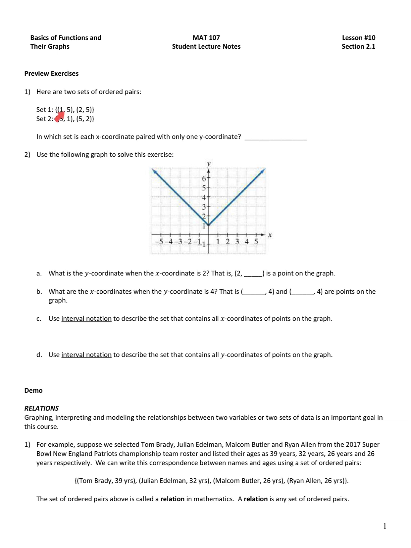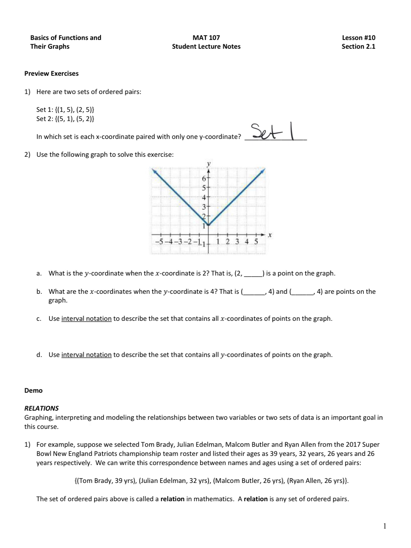So in set 1, the x-coordinate of 1 is paired with 5 only, and the x-coordinate of 2 is paired with 5 only. But in set 2, we have the x-coordinate of 5 that gets paired with two different y's. 5 gets paired with 1, and 5 gets paired with 2. So there is an x-coordinate that is paired with more than one y-coordinate. But in set 1, each x is paired with one y.